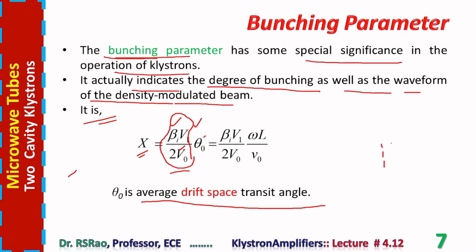Notice the transit angle. We come across two transit angles. One transit angle refers to the transit of the electron in the grid gap. Another refers to the transit of the electron in the drift space. First the electron passes through the grid gap, then it passes through the drift space. Electron passage through the grid gap gives rise to one transit angle. Electron crossing the drift space gives rise to another transit angle. Theta naught pertains to the transit angle of the drift space. It is equal to omega L by V0. V0 is the velocity to which electrons are initially accelerated. L is the length, omega is the frequency.